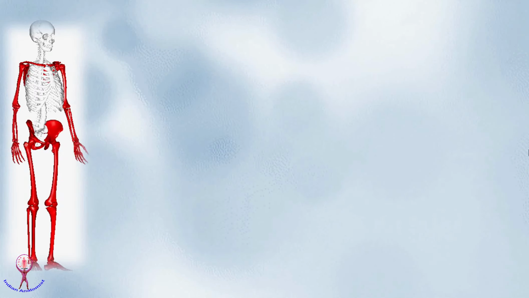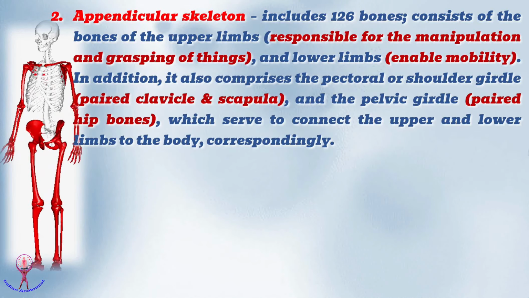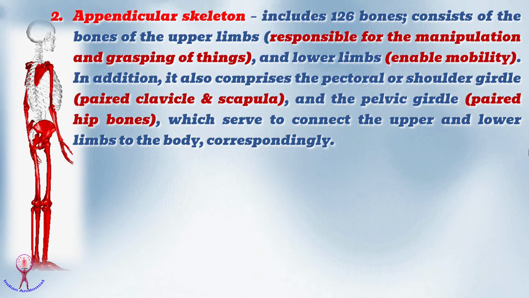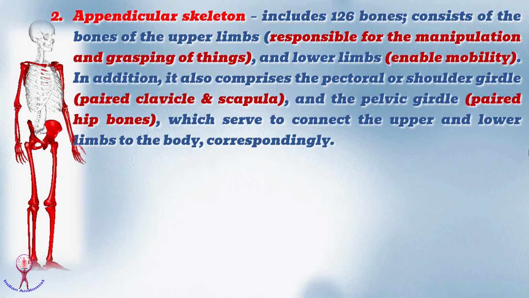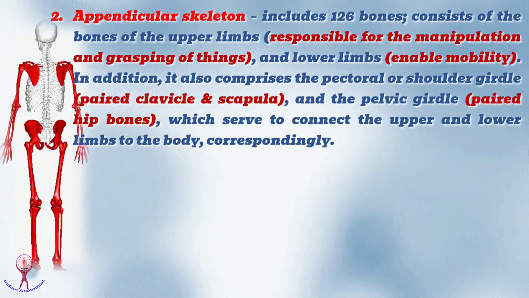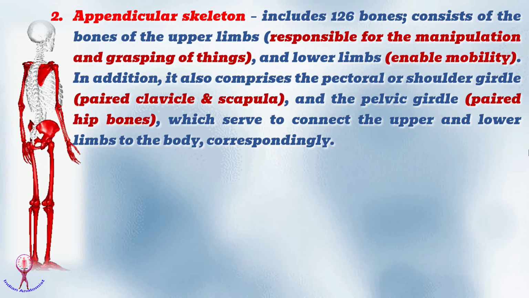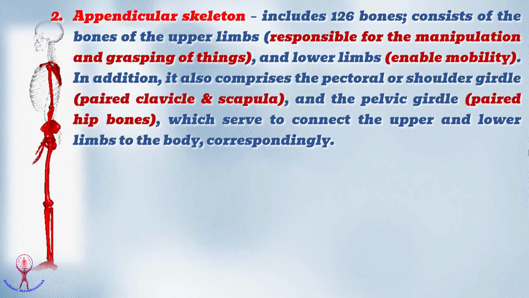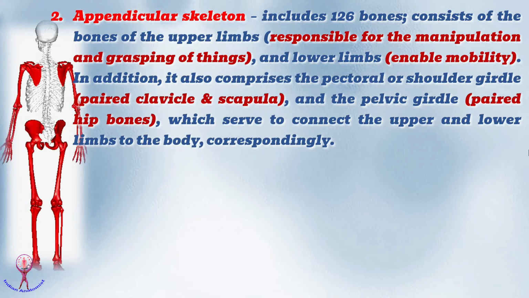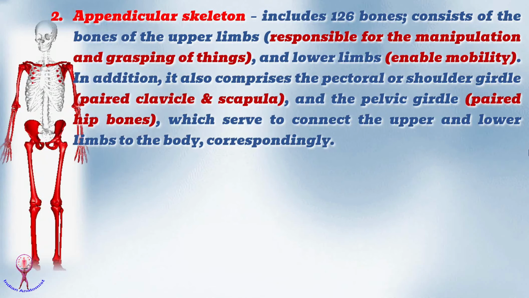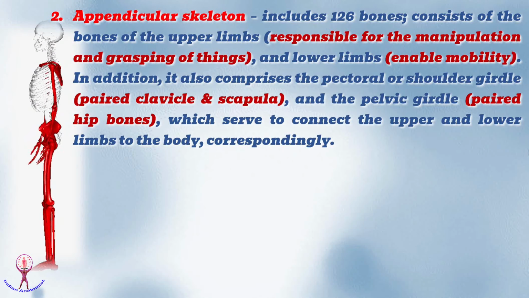respectively. Now, appendicular skeleton. Appendicular skeleton includes 126 bones, consists of the bones of the upper limbs, responsible for the manipulation and grasping of things, and bones of lower limbs, enable mobility. In addition, it also comprises the pectoral or shoulder girdle, that contains paired clavicle and scapula, and pelvic girdle comprises paired hip bones, which serve to connect the upper and lower limbs to the body correspondingly.